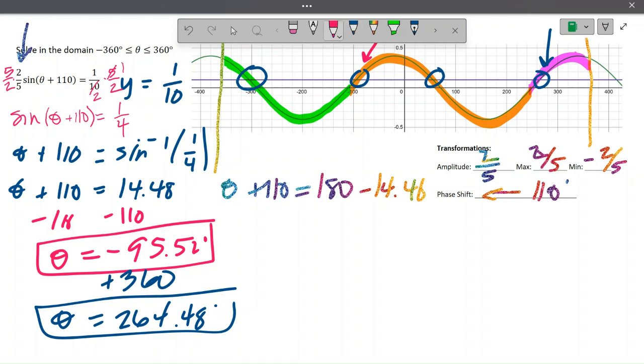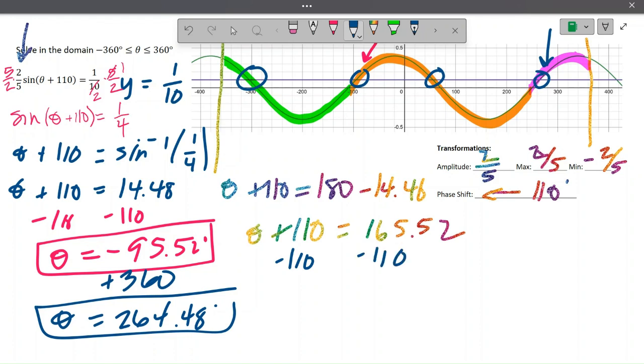And now we're going to pop over here, and I'm going to simplify theta plus 110. And simplifying the right side of the equation, I get 165.52 degrees there. And then just like we did on the other side, I'm going to go ahead and subtract 110 because I am on a mission to get theta by itself. When I do that, I get 55.52 degrees. So that is this value right there that we talked about earlier.